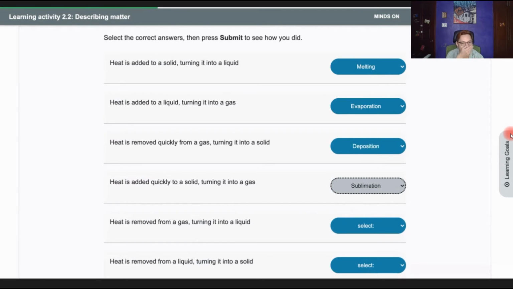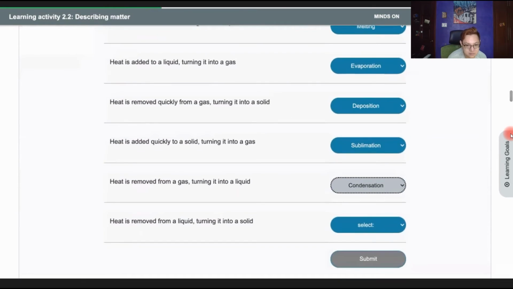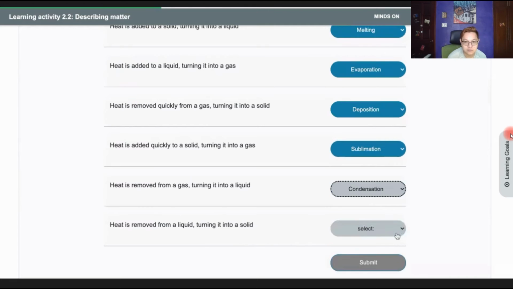Heat is removed from a gas, turning it into a liquid. Gas to liquid. This one should be condensation. Exactly. Heat is removed from a liquid, turning it into a solid. Freezing.